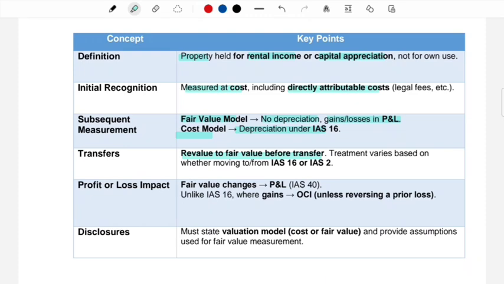Profit or loss impact if we are dealing under fair value model. Any changes in the fair value will be reflected under profit or loss, unless IAS 16 where gains are taken to OCI. So this is a very important distinction between the two standards. The disclosure must be that you must state the valuation model, whatever you are using, and provide assumptions used for the fair value measurement. So students, this concludes our session on IAS 40 today.